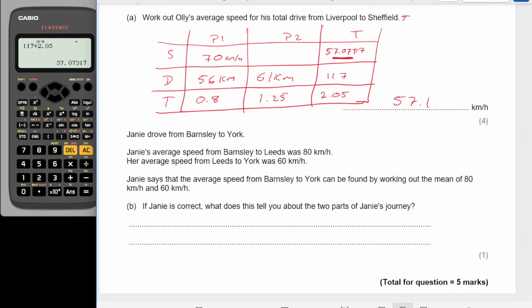Well, it would need to be that the average speed for the first one plus the average speed for the second one, divided by two, is equal to the mean of the two. So, the first thing it could mean is that the time taken is the same. Time taken is the same for both parts. That's the first thing it could mean.